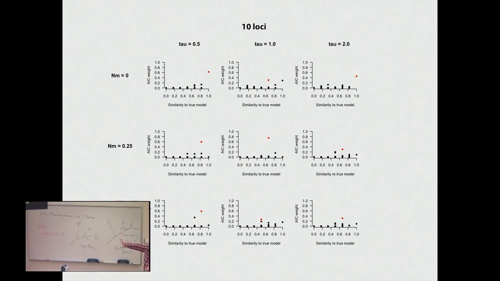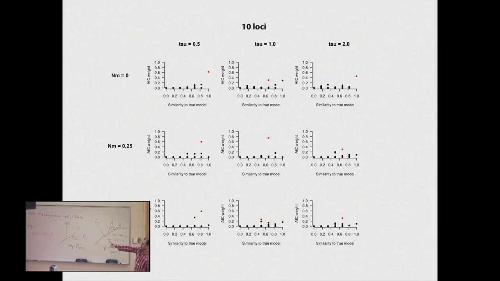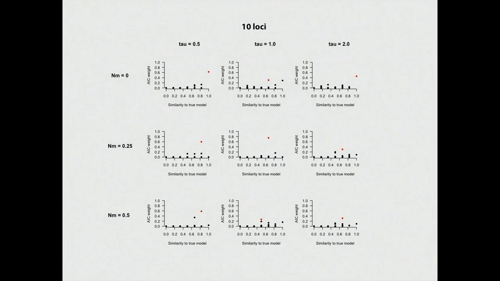And then the next two rows are the same model. The only difference is you add migration rates, which can either be 4.5, 0.25, or 4.5, between the two closest related populations. And again, we sort of pick the parameter values to be ones that Brian said were reasonable.